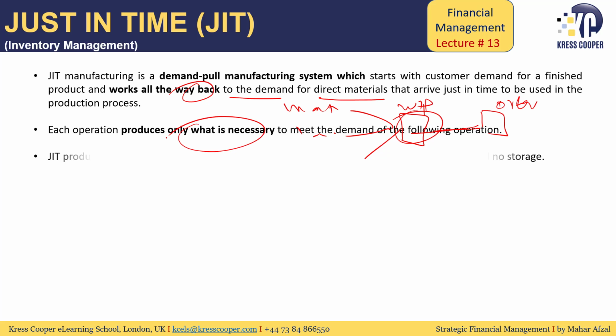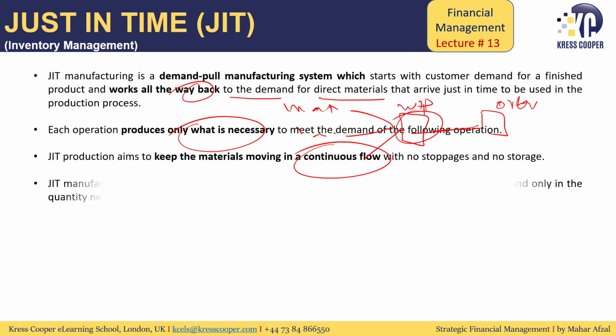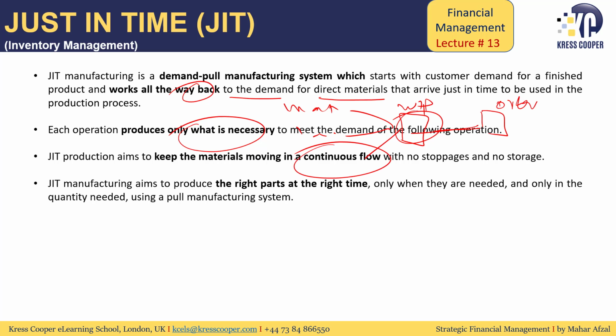Just-in-time aims to keep the material moving in a continuous flow. These are the key features of the just-in-time system. Just-in-time manufacturing aims to produce the right parts at the right time.